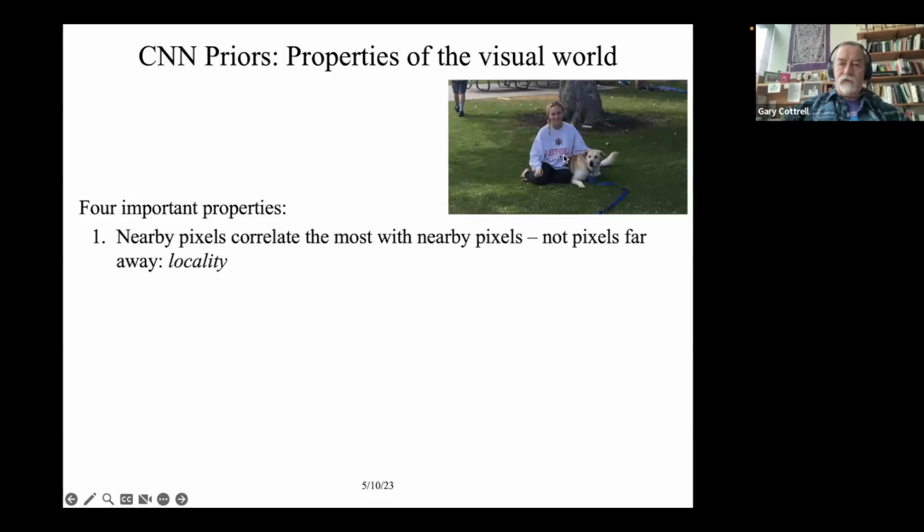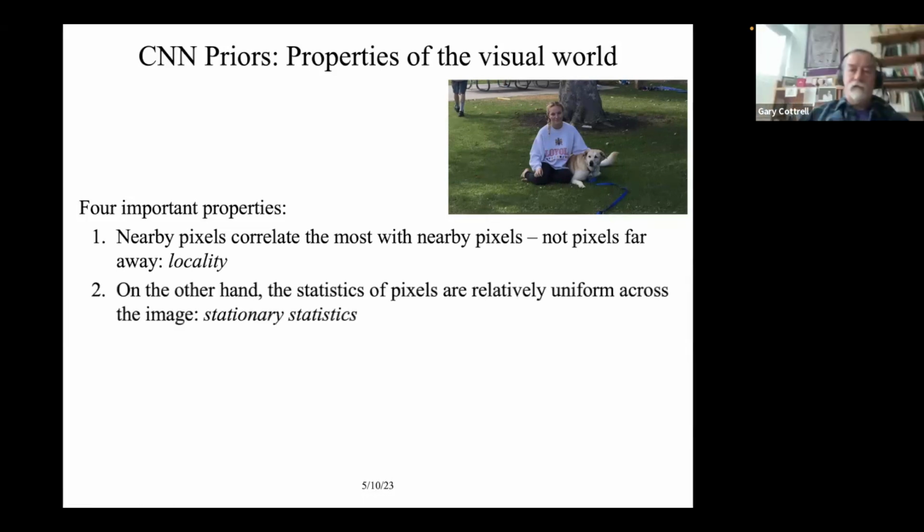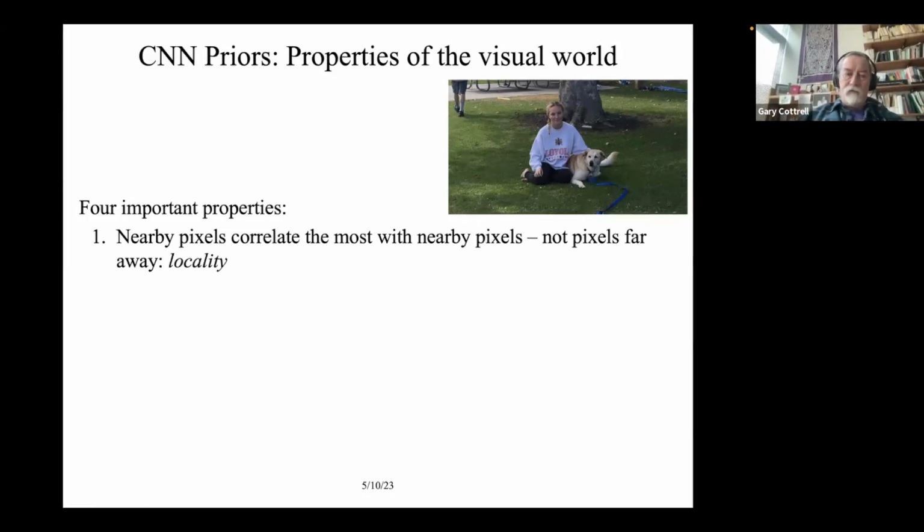So this is my daughter Tess and my dead dog Wally. This is my live dog, Casey. And they encode several different properties of the visual world.